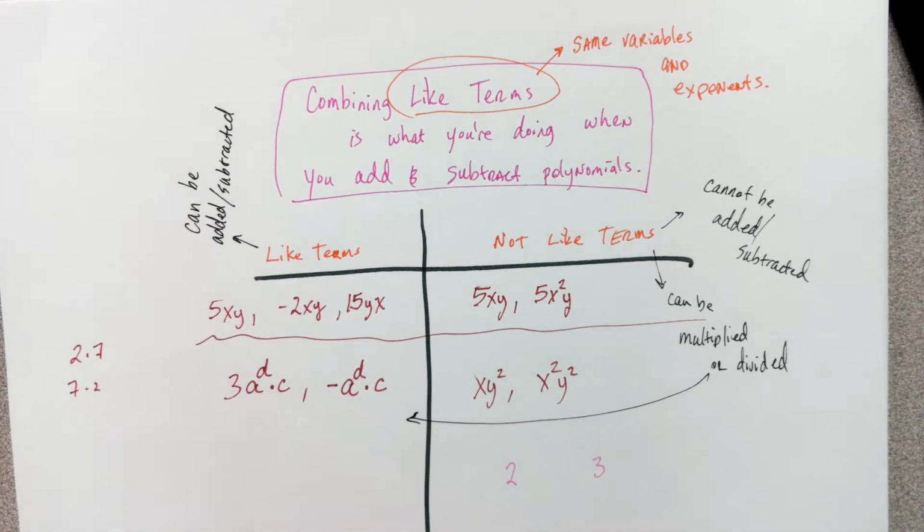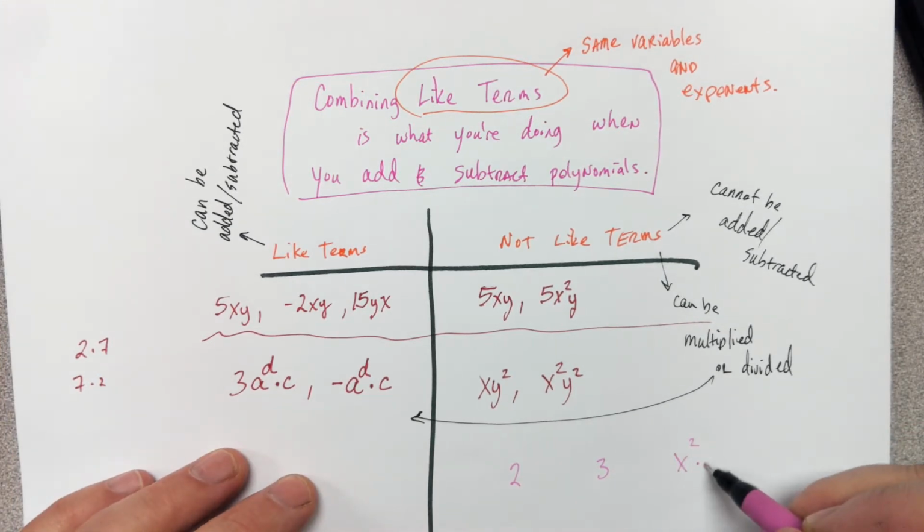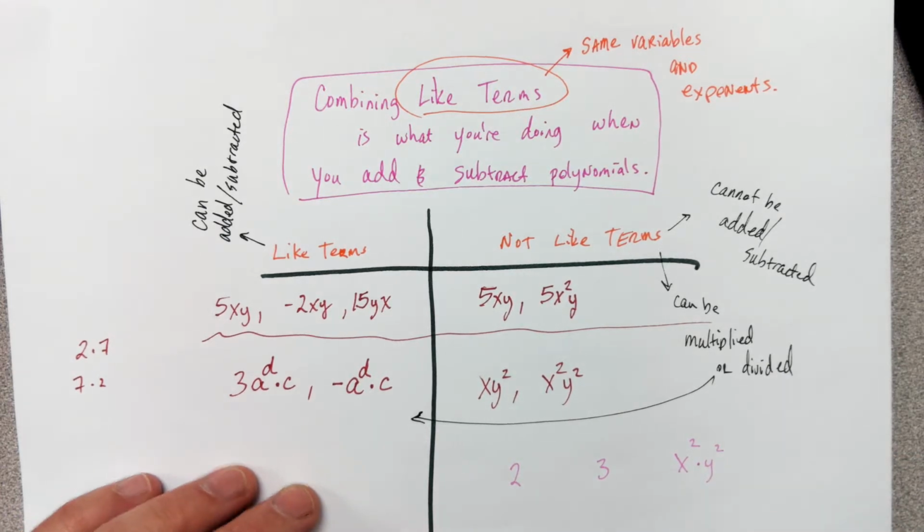2 and 3 are not like terms. Okay, I know. And 2 times 3 is 6. I know. But I'm talking about with the variable. But it doesn't matter at all. So you could do x squared times y squared. There it is, x squared times y squared. I multiplied them. Yeah, but what about right there where it's 5xy and 5xy? Oh, I could multiply those. You want me to multiply those?